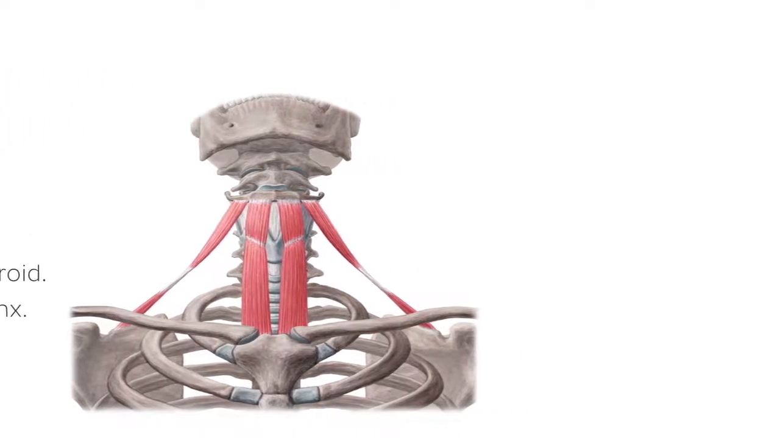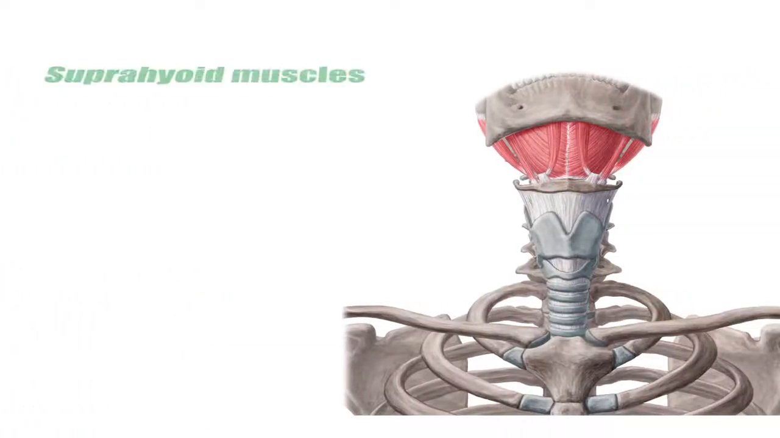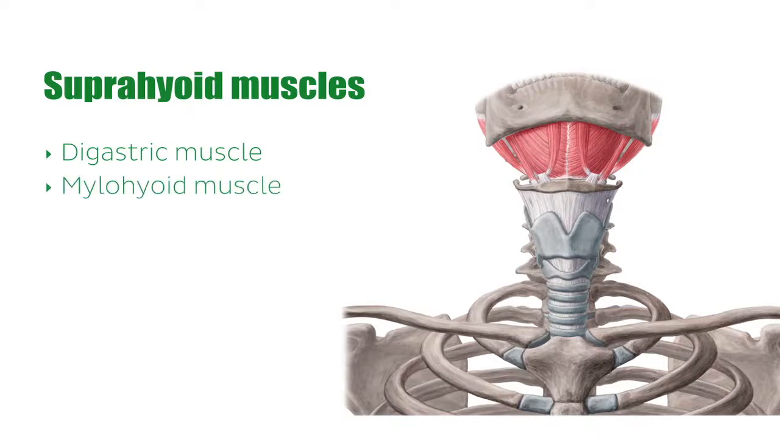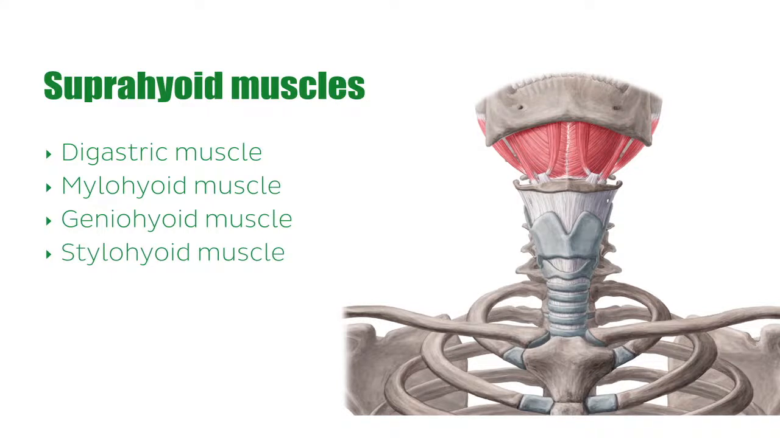Now we're ready to move on to the next set of muscles, known as the suprahyoid muscles. The suprahyoid muscles are four muscles running from the mandible to the hyoid bone, and together with surrounding tissue, they form the floor of the mouth. The list of the suprahyoid muscles includes the digastric, the mylohyoid, the geniohyoid, and the stylohyoid muscle.